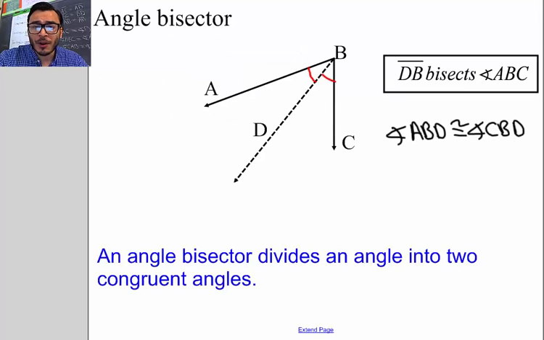So the first one I want to go over is the angle bisector definition. An angle bisector divides an angle into two congruent angles. So for example, if we are told that DB bisects angle ABC, we are supposed to get from that angle ABD is equal to angle CBD.